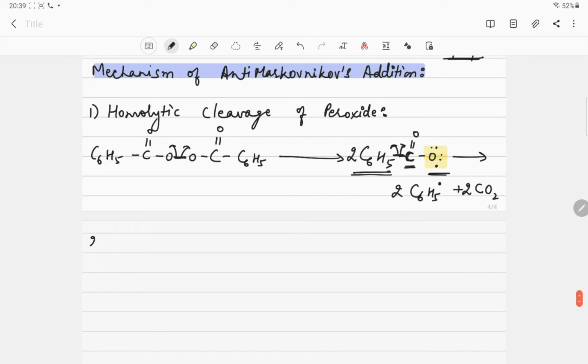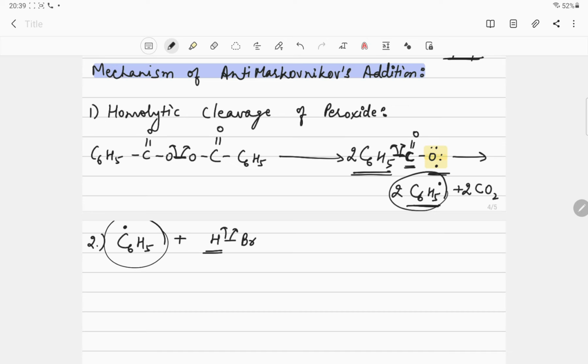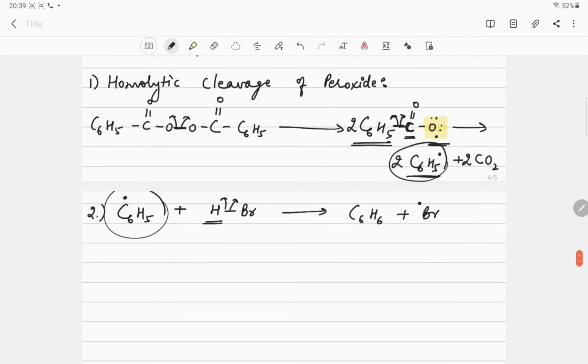Now the second step is that after this homolytic cleavage of benzoyl peroxide, phenyl free radical is obtained. Now this phenyl free radical will be causing the homolytic cleavage of HBr. How is it? It will cause the homolytic cleavage of HBr. So the odd electron of hydrogen will be pairing up this electron. So that is how it will be converted to C6H6 and we will be left with bromide free radical. So this is the second step.